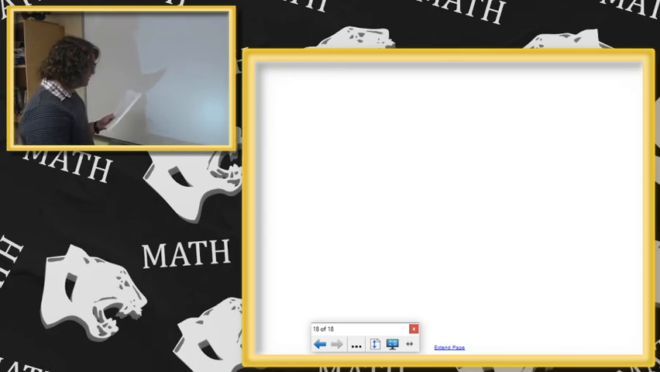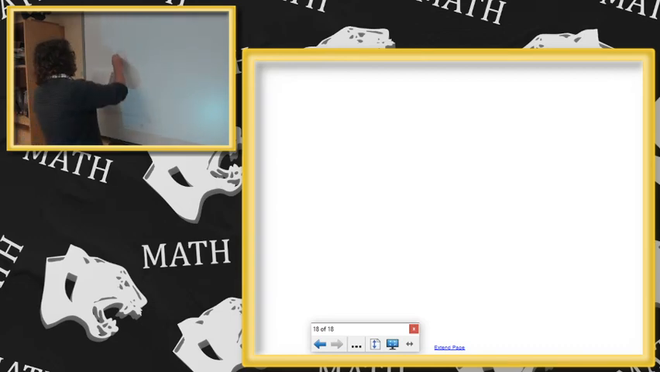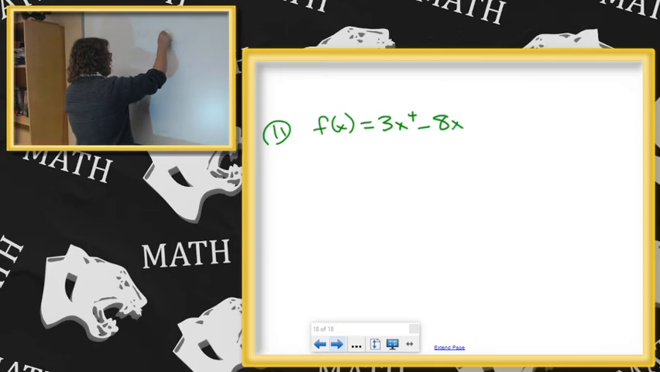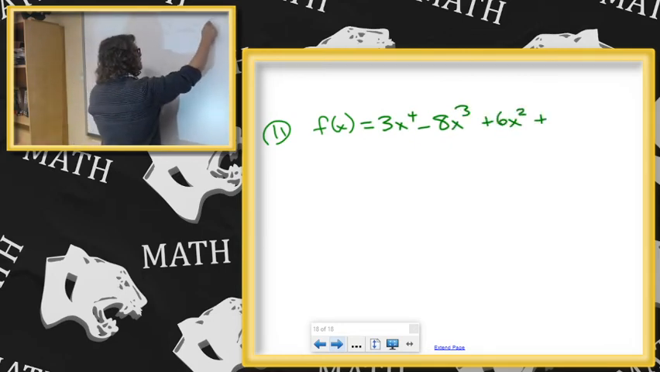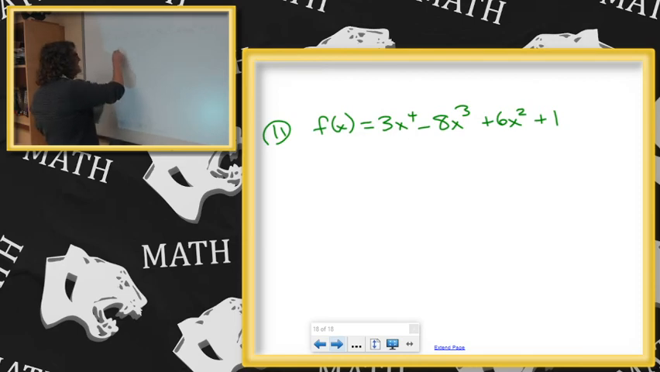All right, so the next one here, throughout this question, f is defined as being f of x, so this is number 11 now, is equal to 3x to the 4 minus 8x to the 3 plus 6x squared plus 1. And it says verify by differentiating and factoring that, oh, okay, so it gives you the first and second derivatives, but it wants you to show that it's true. So we are going to do this ourselves, I guess.